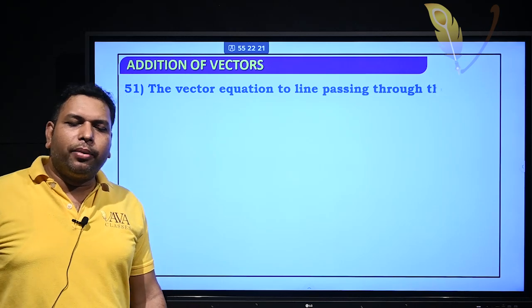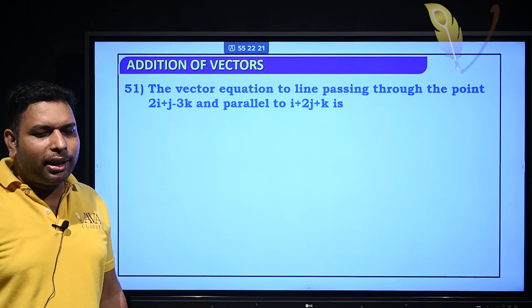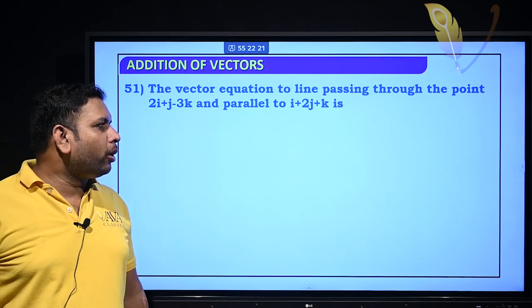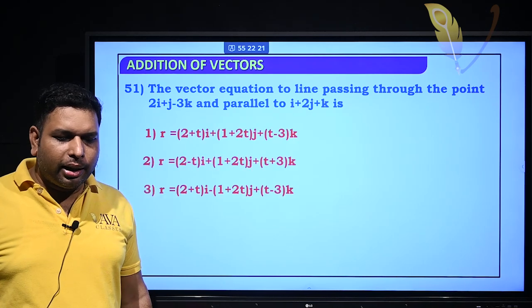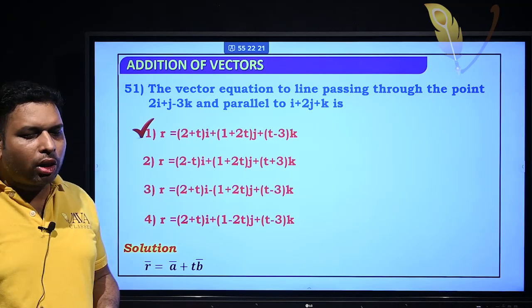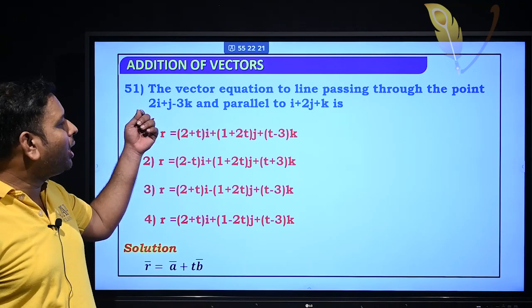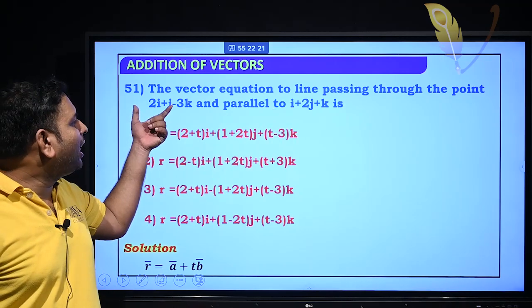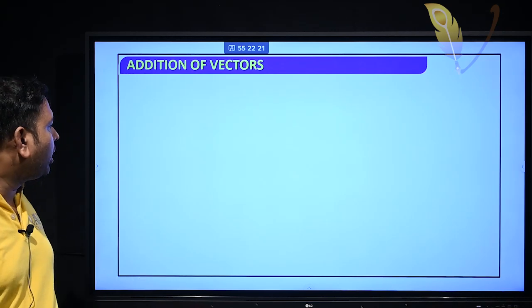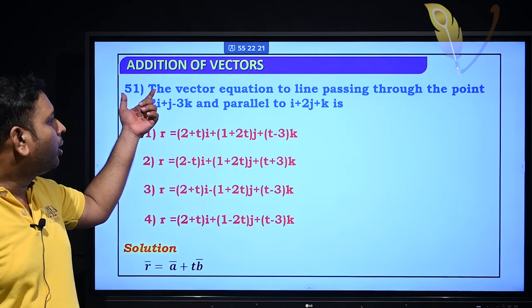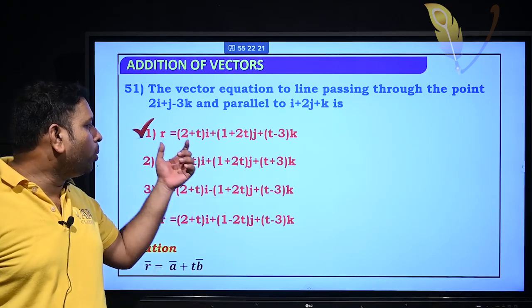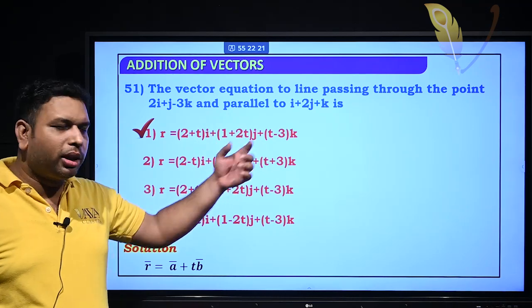Now question number 51. The vector equation of the line passing through the point 2i plus j minus 3k and parallel to i plus 2j plus k is... These are the options, students. The solution: R equal to, the vector equation of the line passing through one point and parallel to another vector. Suppose this is A, this is B. So R equal to A plus TB. So by solving, we get first option is the right option. Okay. R equal to A plus TB. So it is (2 plus T)i plus (1 plus 2T)j plus (T minus 3)k.